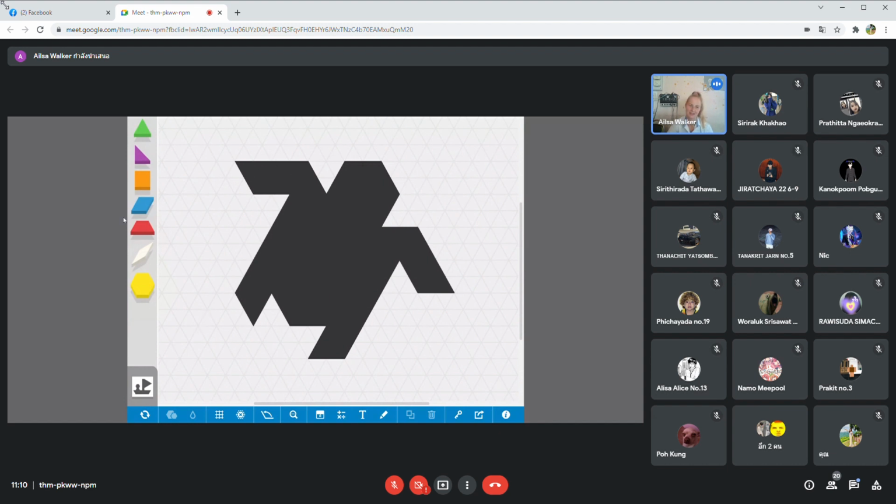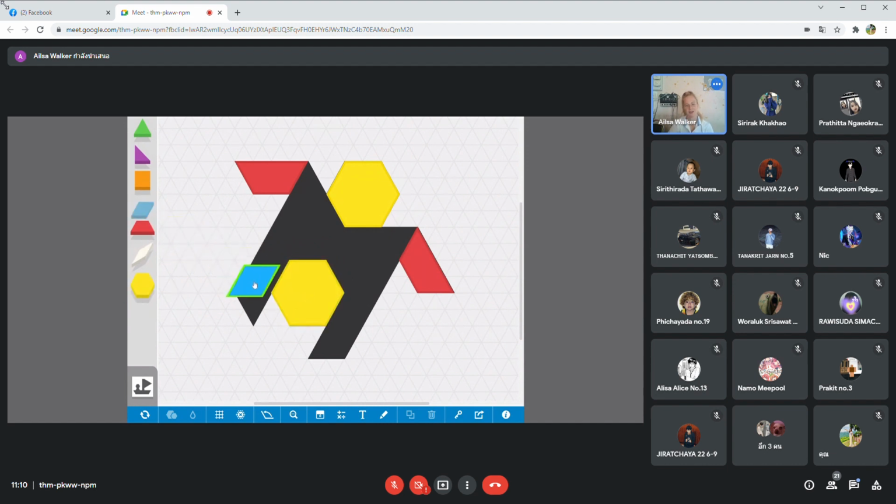So I can see I need a shape that looks like this. To turn it round, you click and spin. Okay. There we go. And another one, click. Spin. Okay. For the head, I think I need this shape. Here. Okay, do you see what I'm doing? Using the shapes to build a picture.